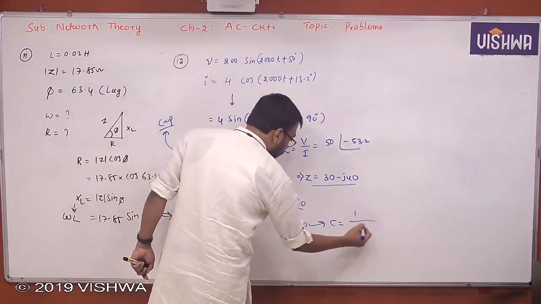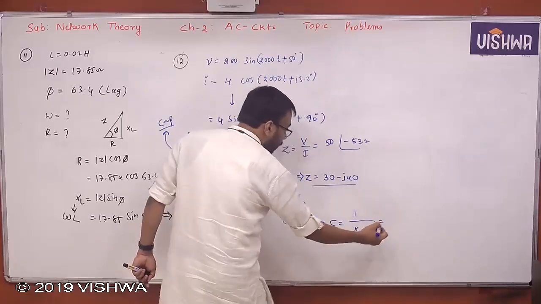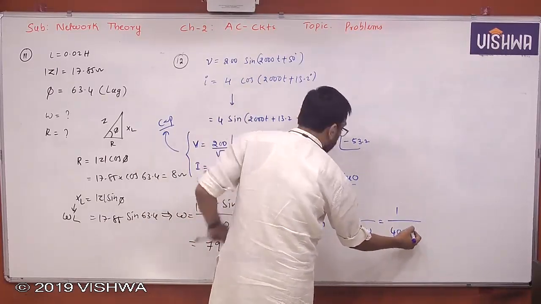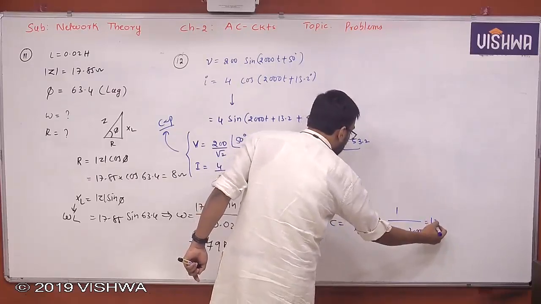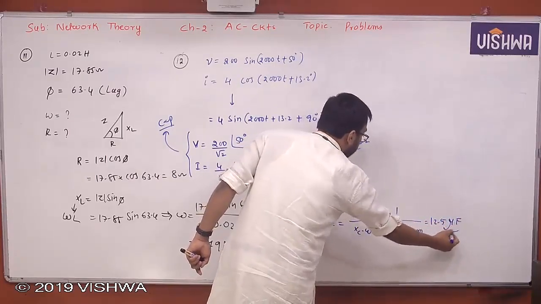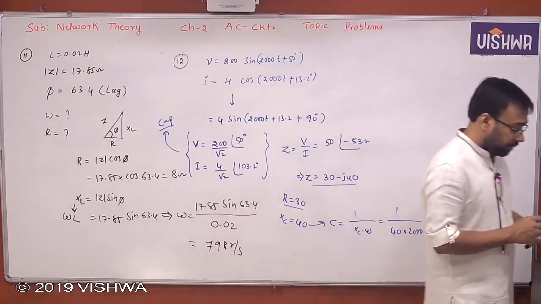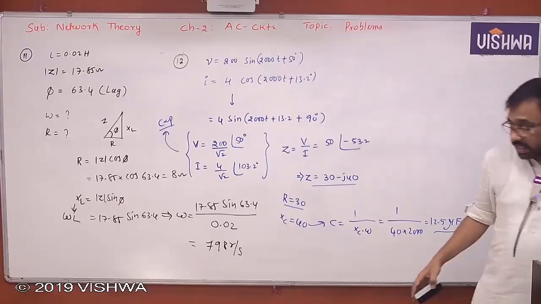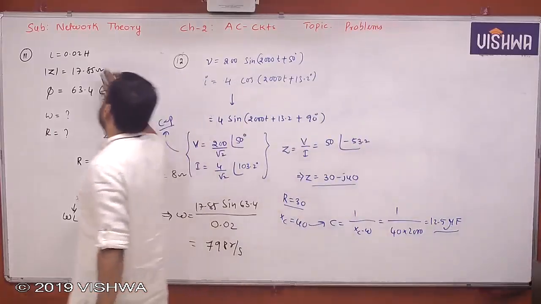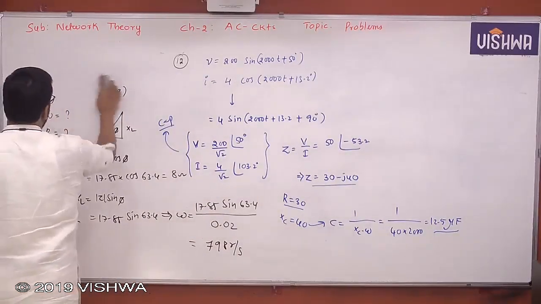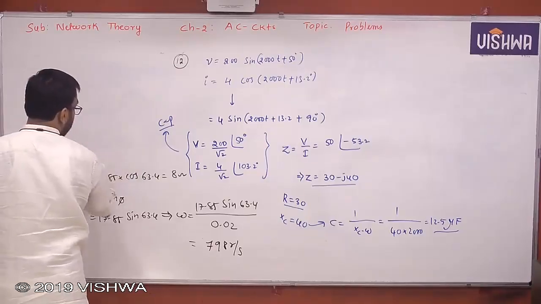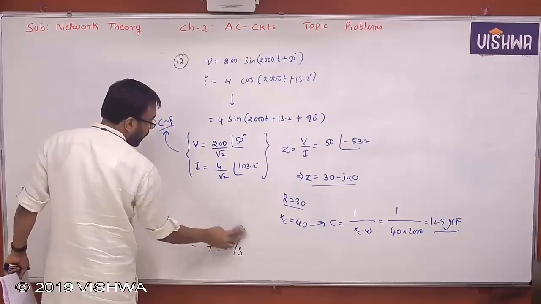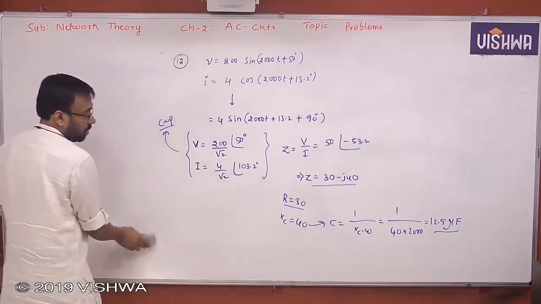C is equal to 1 by XC into omega. 1 by what is that XC? 40. What is that omega you had? 2000. So 12.5 microfarad. Note down quickly all of you. So either you maintain both sines or both cosines. Okay. One is sine, the other is cosine, you can't do the problem. The comparison of the phase angles must take place only when both are sine or both are cosine. Understand?